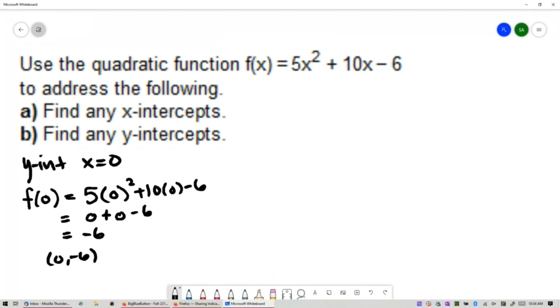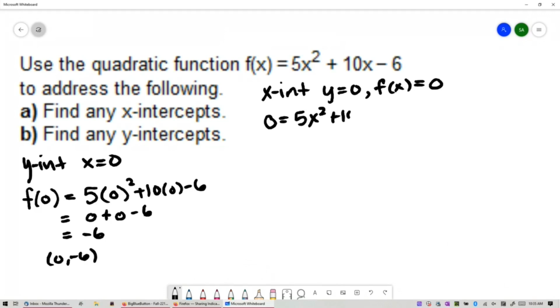Then we're going to look for our x-intercepts. To find an x-intercept, we let y equal 0. We're using function notation, so f of x is the same thing as y. We're going to set f of x equals 0. And that's going to lead to the equation 0 equals 5x squared plus 10x minus 6. So this is a quadratic equation.